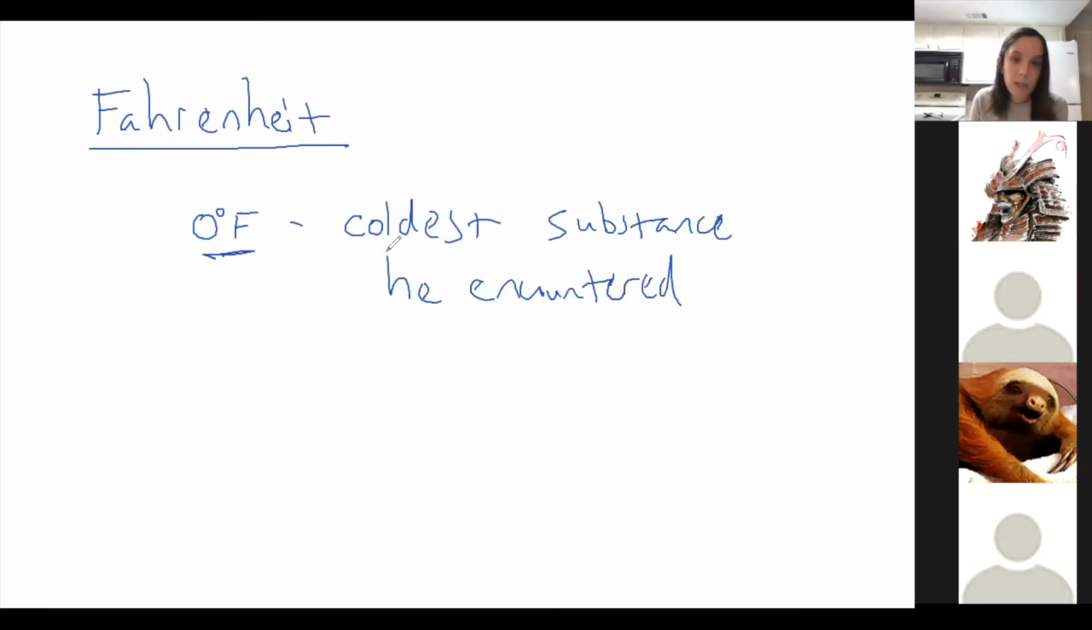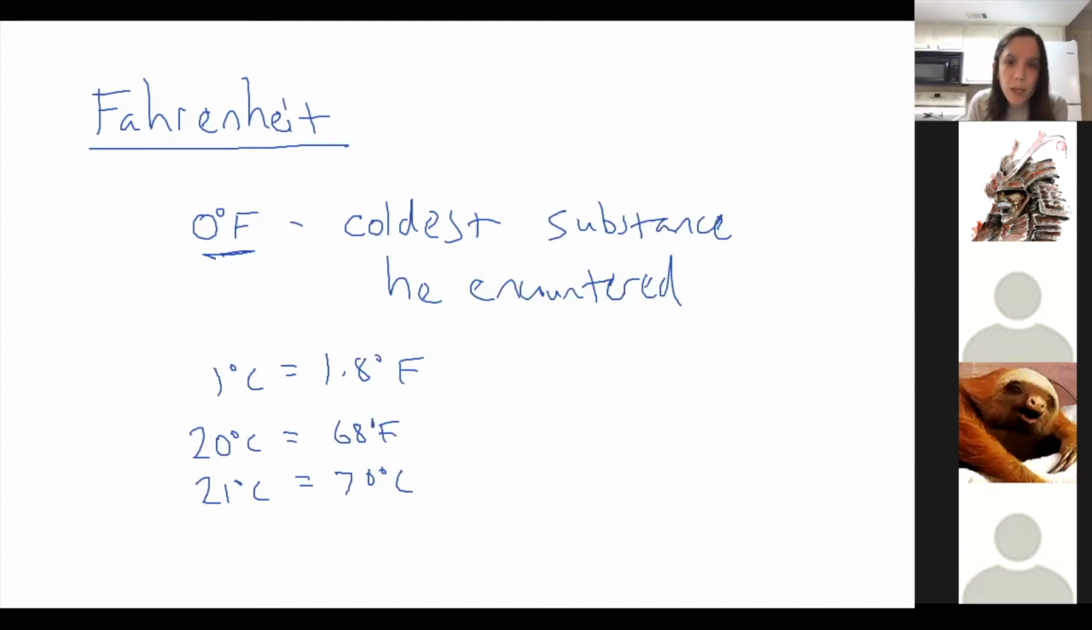So while it's arbitrary, what is nice about this scale is that they are very low degree differences. 1 degree Celsius is equal to 1.8 degrees Fahrenheit, which means that if you jump up 1 degree Celsius, you jumped about 2 degrees Fahrenheit. So 20 degrees Celsius is equal to about 68 degrees Fahrenheit. But if you go up to 21 degrees Celsius, you've now gone up 2 degrees Fahrenheit to about 70 degrees.